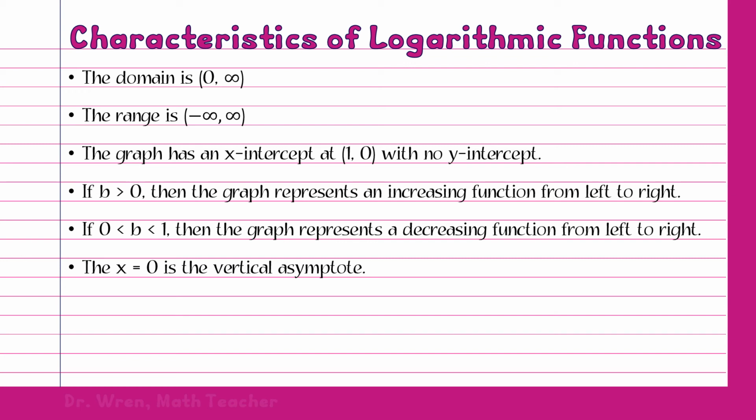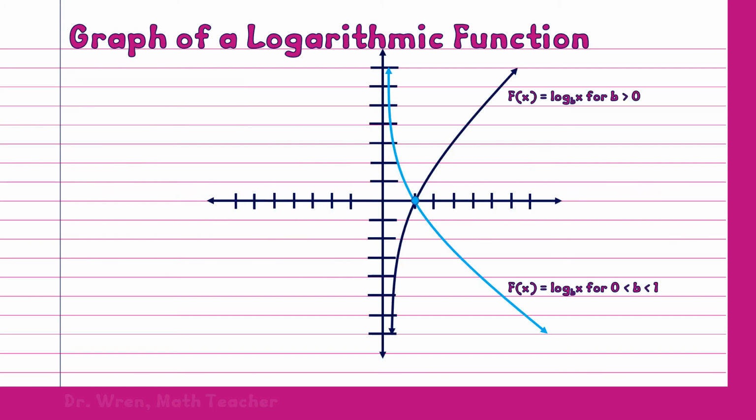If the base is greater than 0, then the graph increases from left to right. If the base is between 0 and 1, then the graph decreases from left to right. This illustration represents the graph of a logarithm in standard form. The black line represents the graph of a log in standard form when the base b is greater than 0. The light blue line represents the graph of a logarithmic function in standard form when the base b is between 0 and 1. The vertical asymptote is x equals 0 with an x-intercept of the point 1, 0.